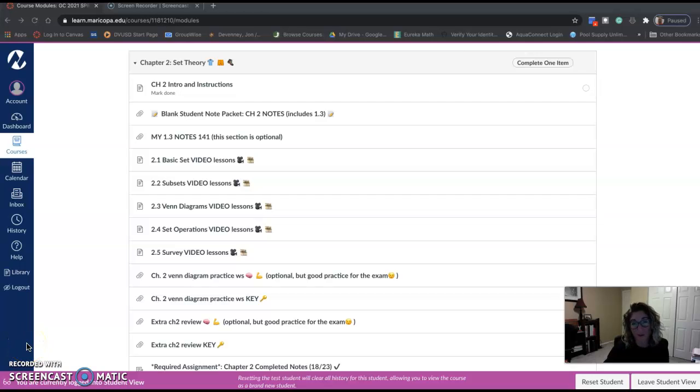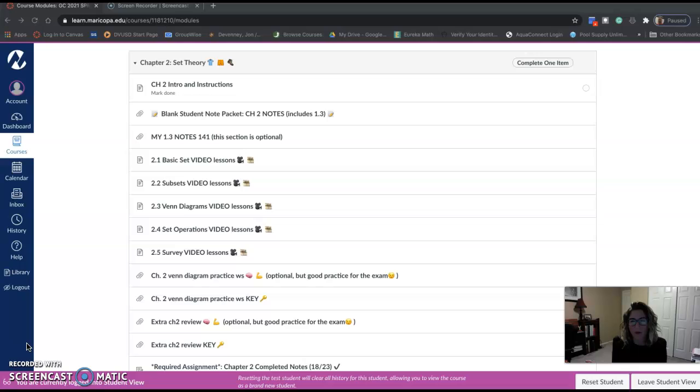All right, here's our first chapter of the class, chapter two. Chapter two is all about what we call set theory. Set theory is probably something you're gonna like. There's very little bit of algebra, very little bit of math, but what we're gonna focus on in this chapter is a lot about notation and definitions.